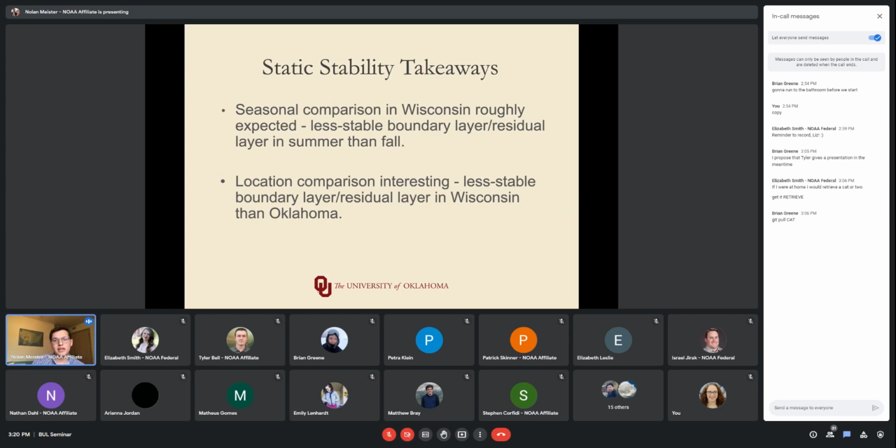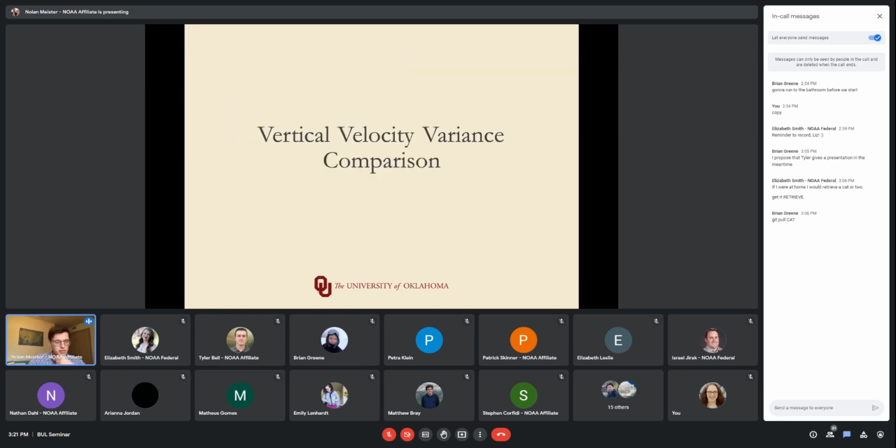The key takeaways are that we found what we would expect in Wisconsin seasonally when comparing the boundary layers. There was a less stable boundary layer in the summer than the fall. But the location comparison between Wisconsin and Oklahoma was really interesting because the boundary layer and residual layer were a lot more stable in Oklahoma than in Wisconsin. All right, we're going to pivot now to vertical velocity variance.